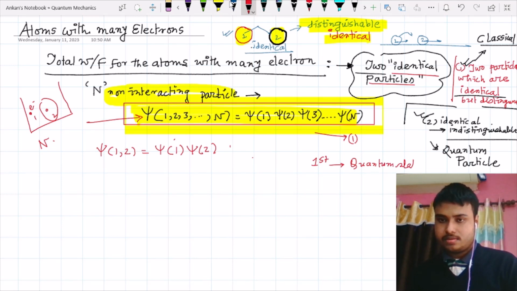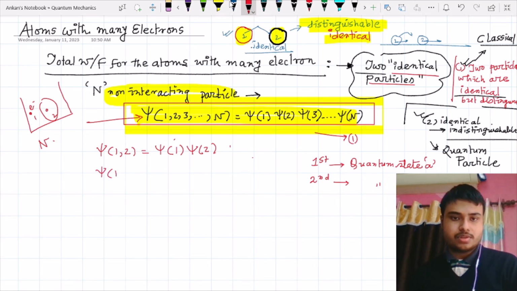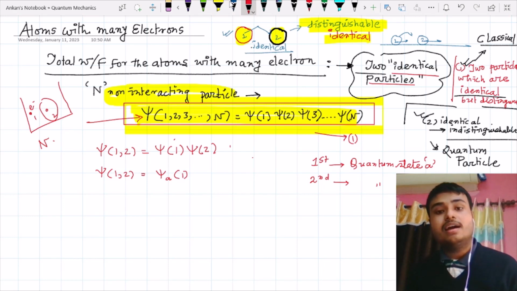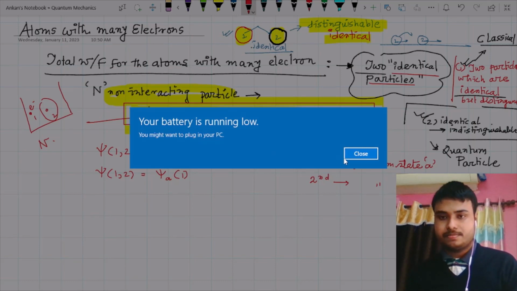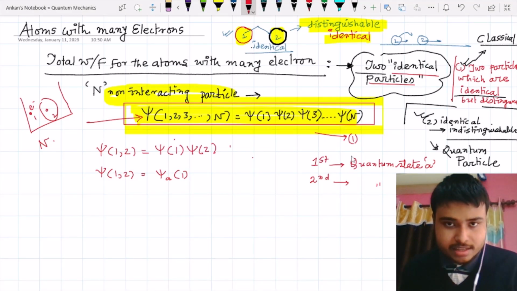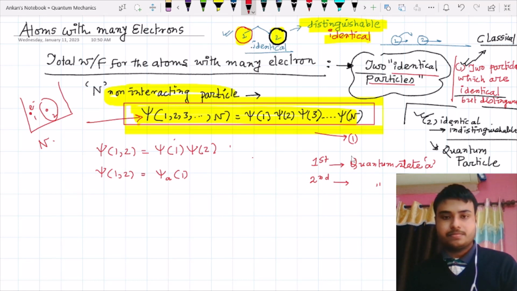Now let us consider that the first particle is in quantum state A, and the second particle is in quantum state B. Then we can write psi 1 2 as psi A 1 psi B 2. What is psi A? Psi A is the eigenfunction of the first particle corresponding to quantum state A. Similar will be for the second particle also.